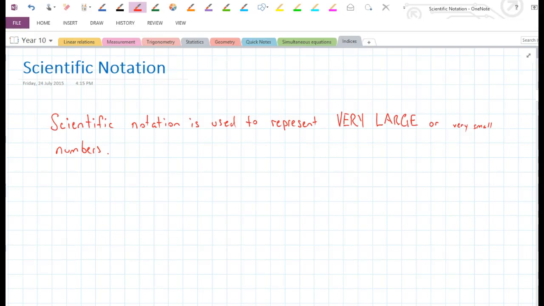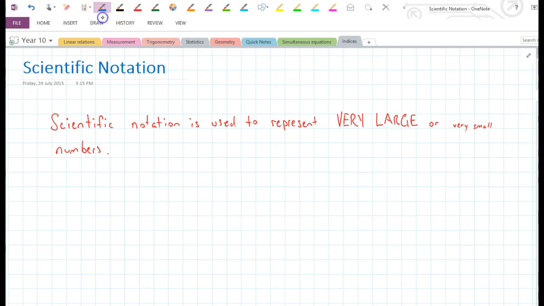Okay, so we're going to have a look now at scientific notation and what that's about. Just a quick definition here. Scientific notation is used to represent very large, you notice that I've used very large font there, or very small numbers. So numbers that are too big or too small for our calculators to show on our 12-digit screen, or just too big or small to write down. Really, we use scientific notation for that.